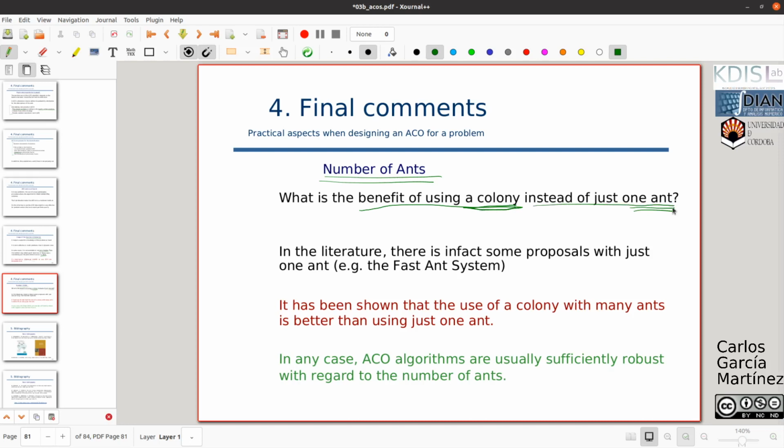Because you can always apply just one ant, getting out of the ant hill, wandering and going back to the ant hill, and you can repeat that through many iterations. After each iteration, the pheromone amounts are updated. So what is the difference between using just one ant and a set of ants? I will leave this question for you.